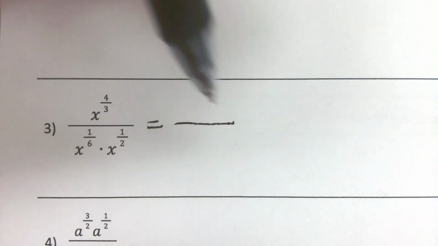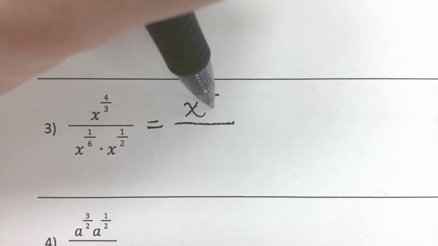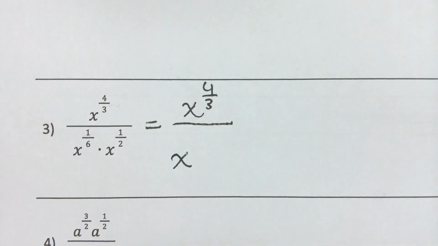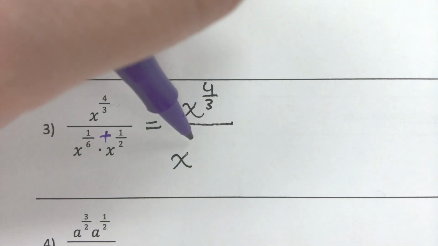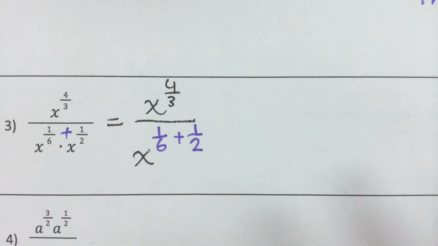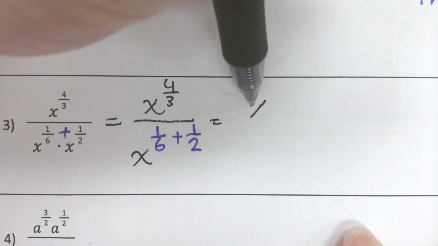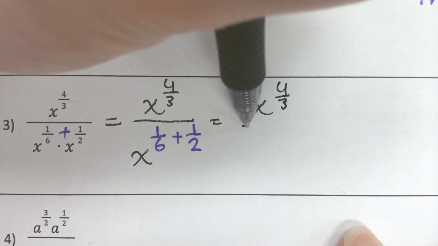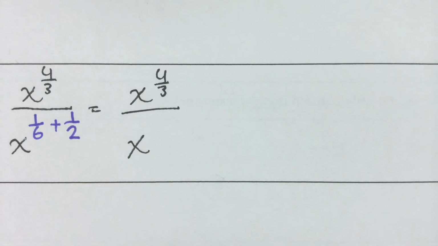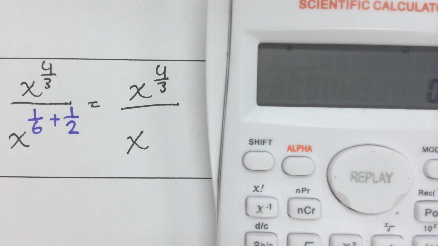So for starters, I'll just bring over the x to the 4/3. On the bottom, we're multiplying the x's, so we'll add the exponents together. So 1/6 plus 1/2. Again, different denominators. This is when I would want to use the calculator. I'm only going to demonstrate with the white calculator this time, but there is a problem coming up where I'll use the pink.